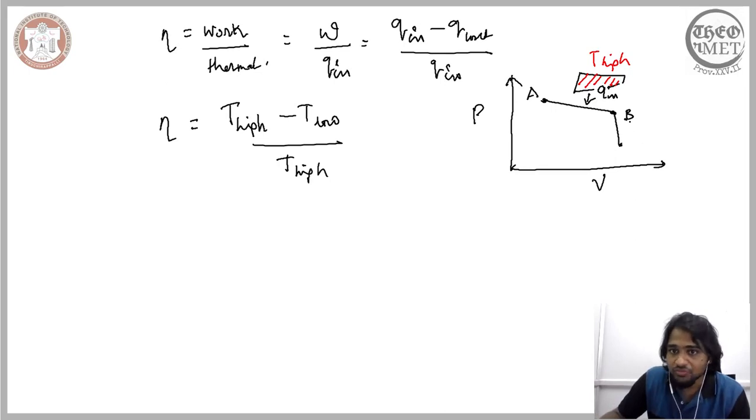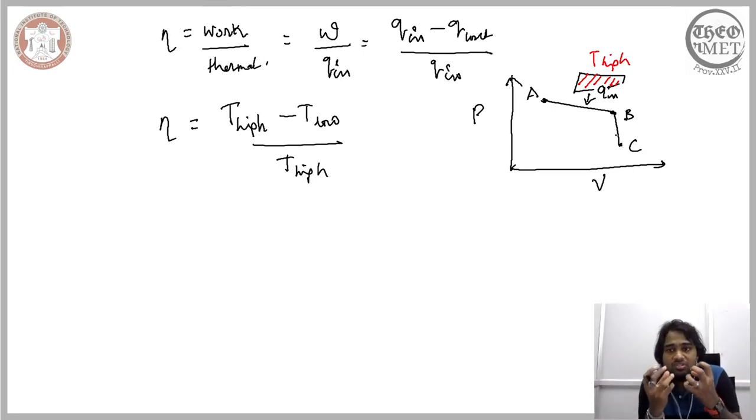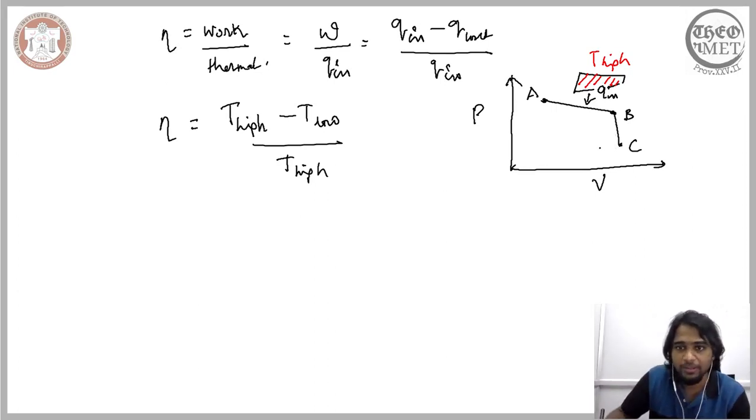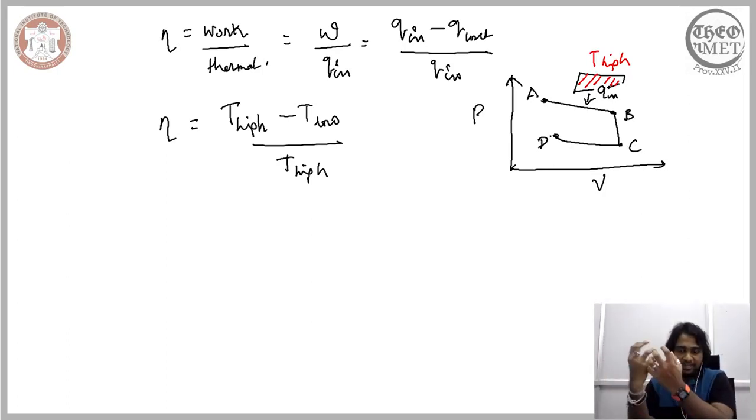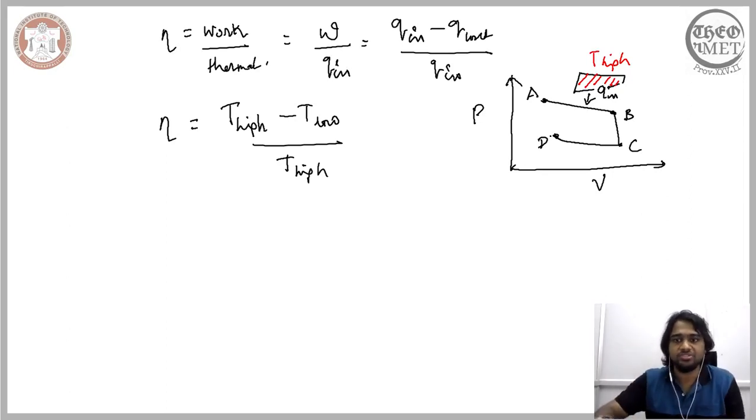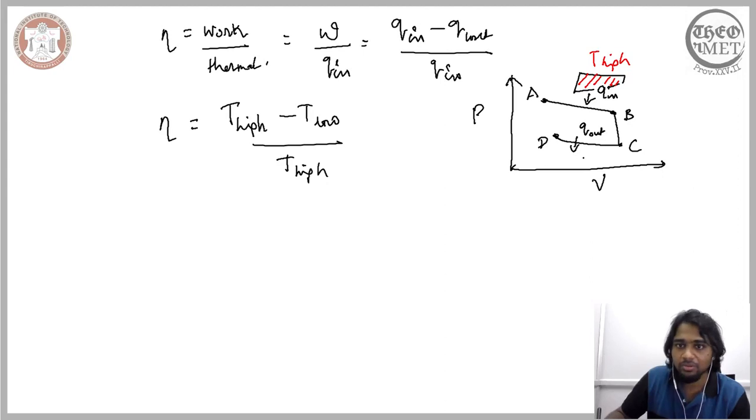The system moves from B to C, and now the system is in contact with the low temperature reservoir. This allows the heat that is lost during the operation of the heat engine to be transferred to the low temperature reservoir. So the system moves to a new state D, and in order for the system to move from C to D, the heat that is lost during the operation of the heat engine is transferred to the low temperature reservoir.